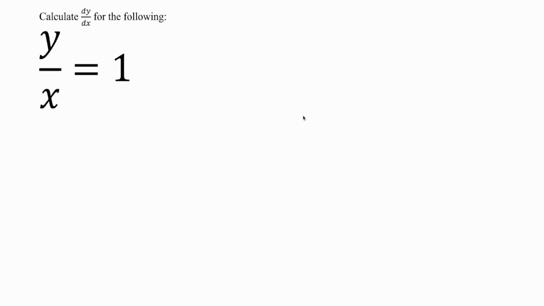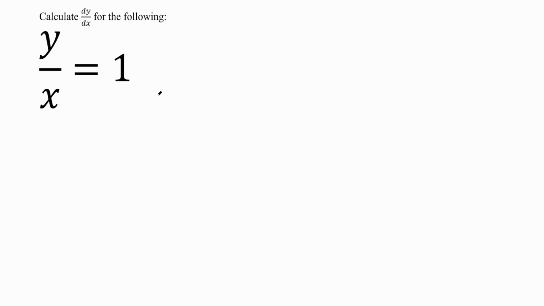Okay, in this video, we're going to use implicit differentiation to solve this problem. Now, the purpose of this video is to highlight one very important concept with implicit differentiation. And that's why I chose a very simple problem. In fact, we're actually going to do two very simple problems.